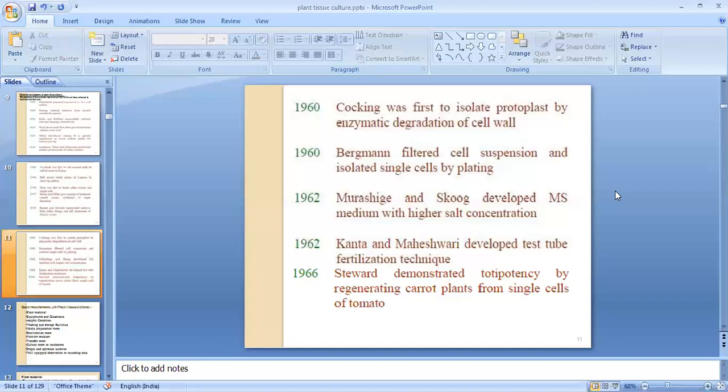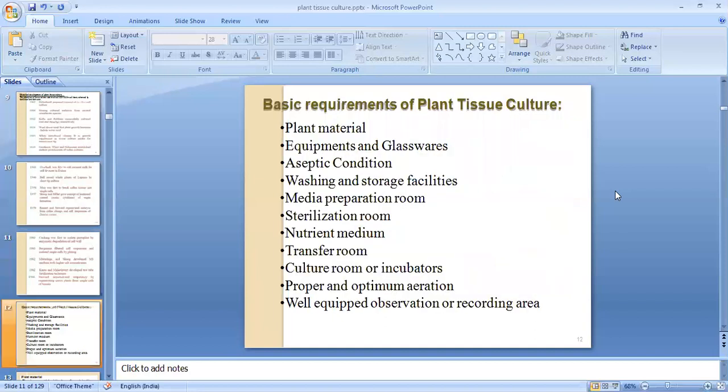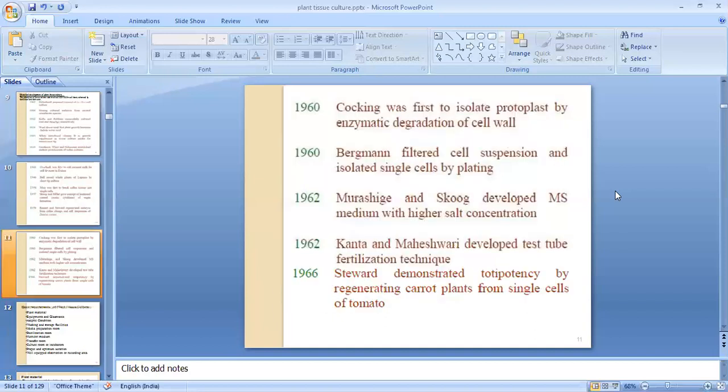That is called totipotency. It is the capacity of an individual cell to develop into a whole intact plant in an artificial medium under controlled conditions. Okay. And these are all the various historical developments in the field of plant tissue culture.